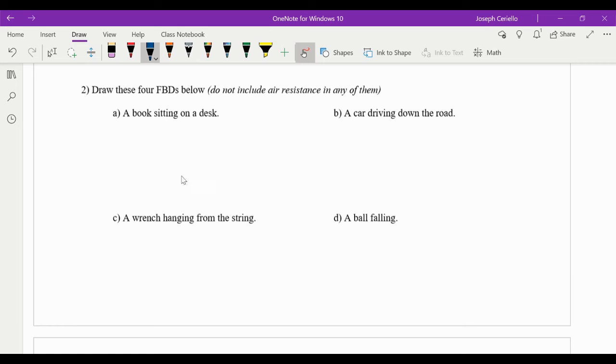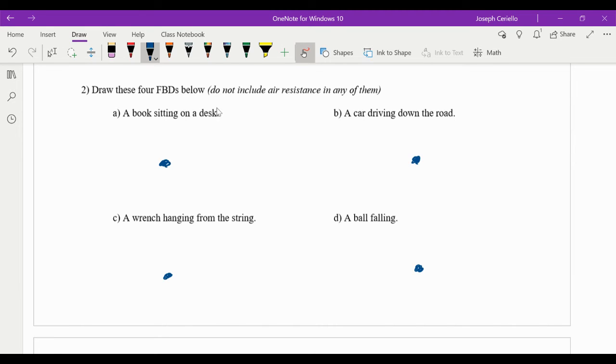So as we said in class, we are always going to represent objects as a dot. Don't actually draw the book. Don't actually draw the wrench. Don't actually draw the car. And don't actually draw the ball, though a dot does kind of look like a ball. The reason being, I just don't want you getting caught up with pictures, and it could actually make the free body diagram harder to read.